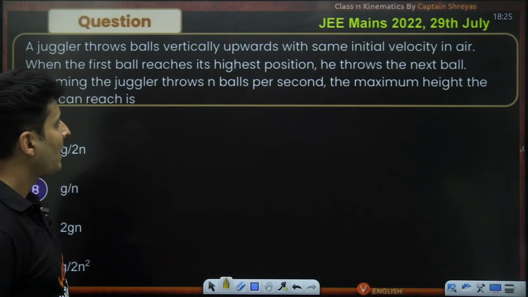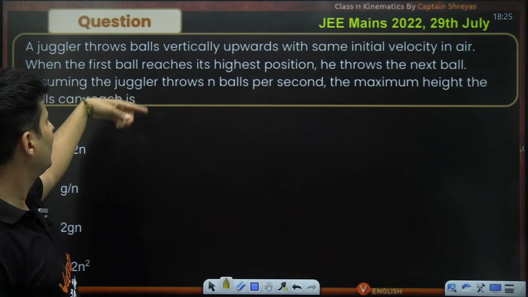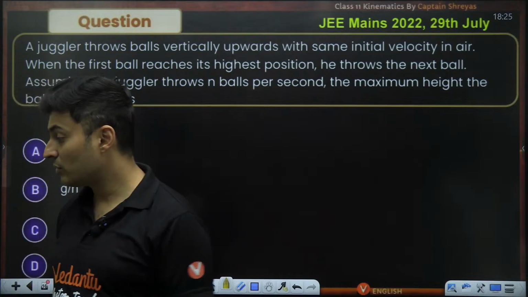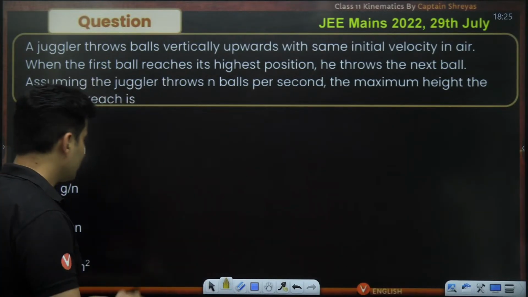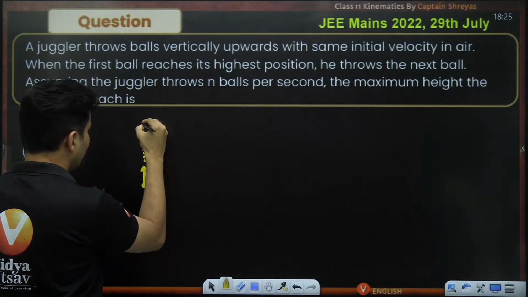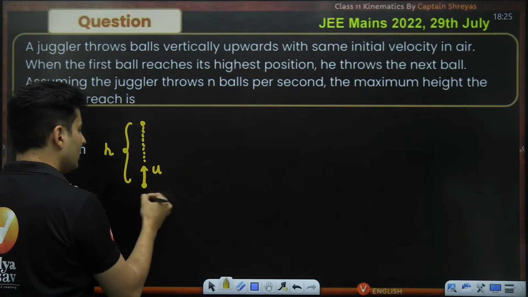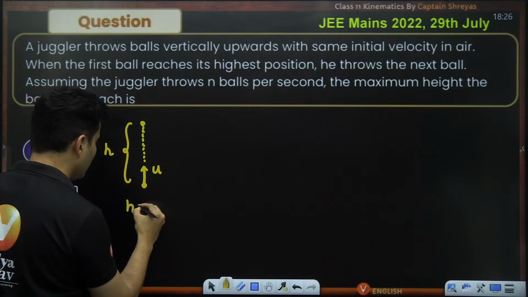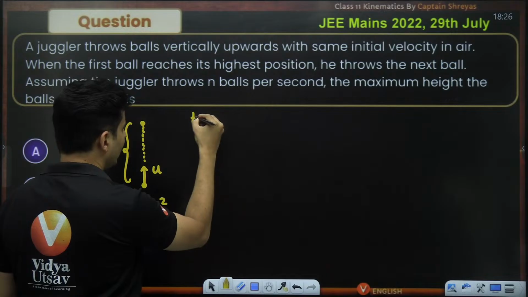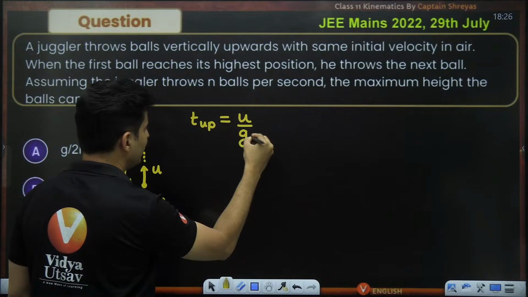Now, one piece of information is given: when the first ball reaches its highest position, then he throws the next ball. That is one kind of information which is already given to you. So say for example, you throw the ball with some particular speed, and it reaches this particular height. When this height is reached, then you're throwing the next ball, and h is related to u, given by the formula u square by 2g. How much time does it take to just go up? Well, the time taken to go up is just u by g.